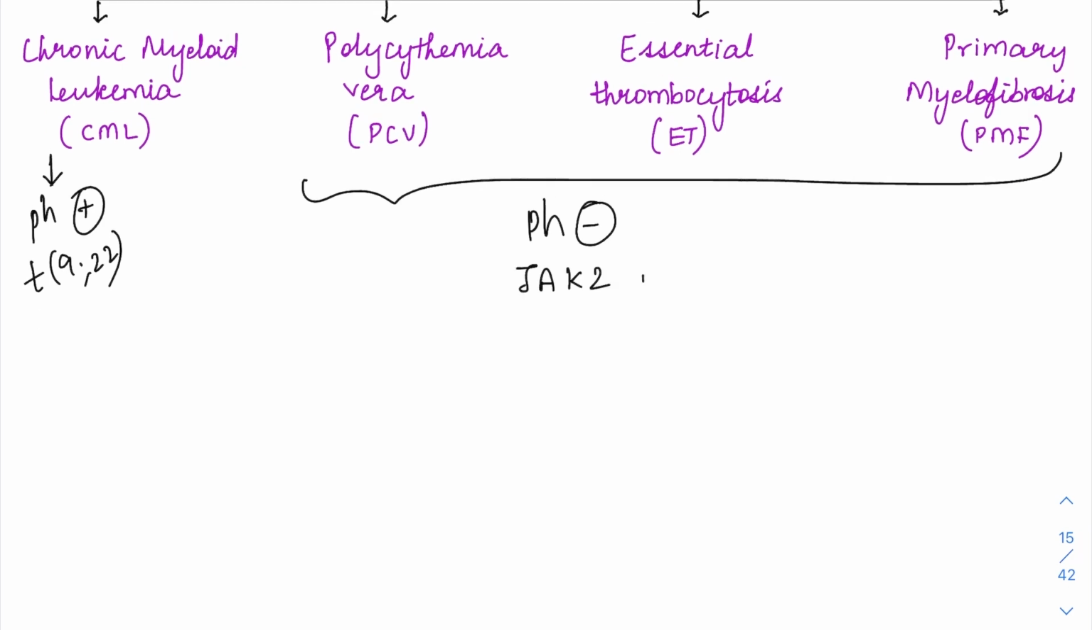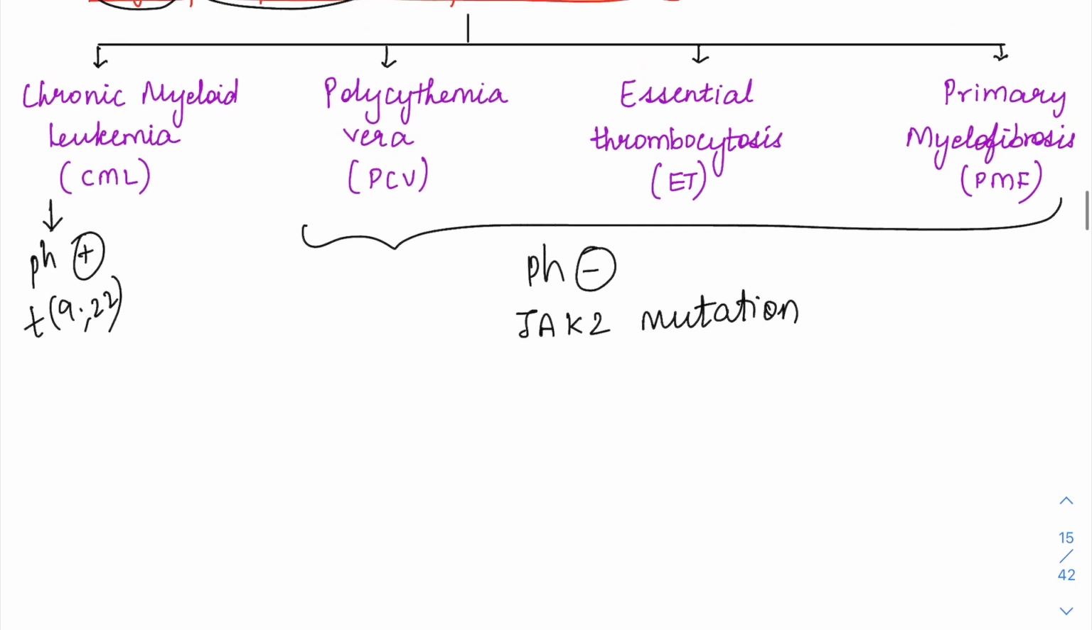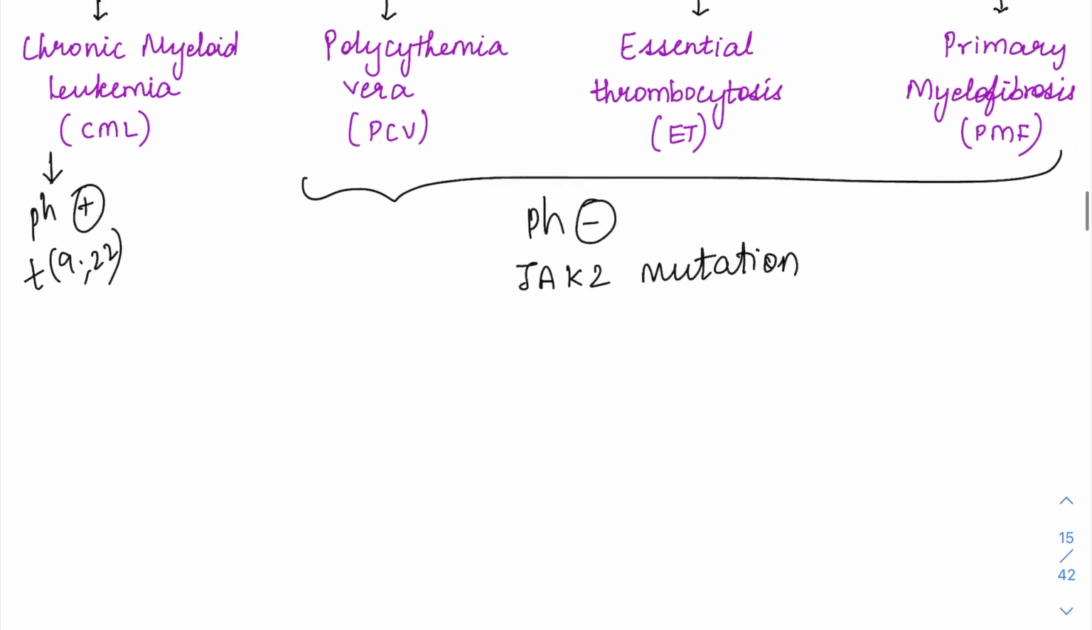And these 3 are going to be associated with JAK2 mutation. JAK2, we read it in neoplasia, right? So it is associated with these myeloproliferative neoplasms I told there. Polycythemia vera, essential thrombocytosis and primary myelofibrosis are the ones which are associated with this JAK2 mutation.